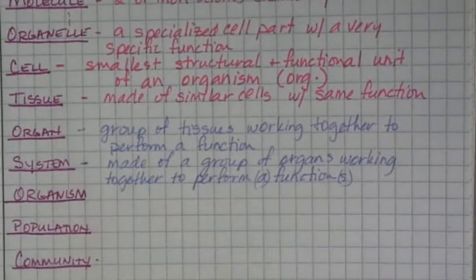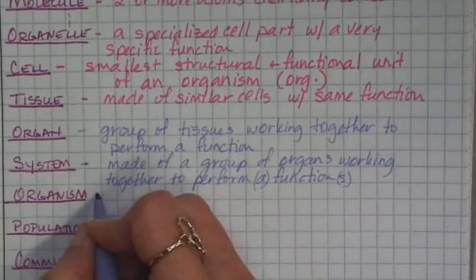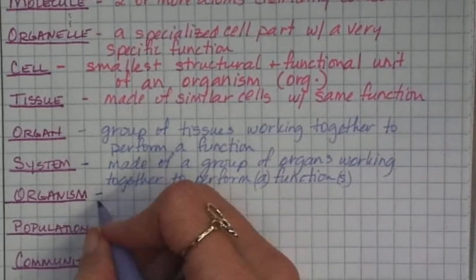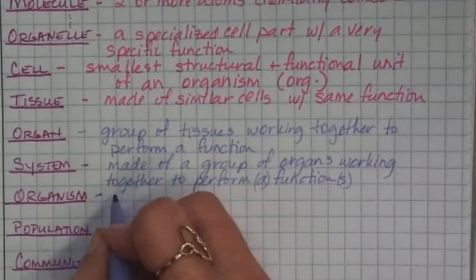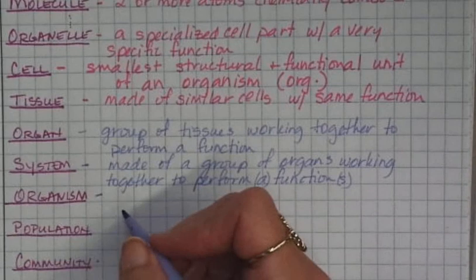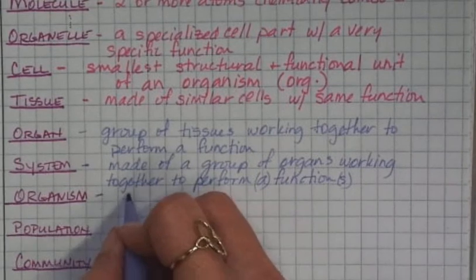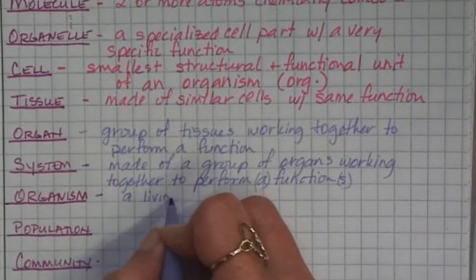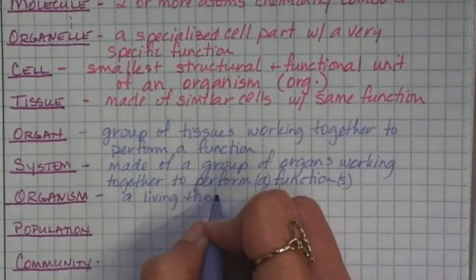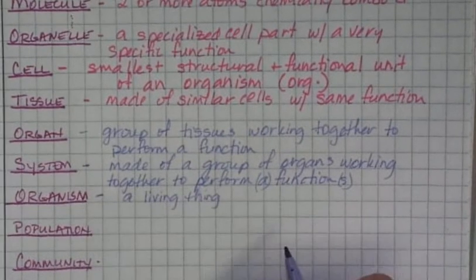And the next one we have is an organism, and a really simple thing, and we can kind of get away from our thing that we've been doing here. Like, we could say it's a group of systems working together, but in reality we can just say an organism is a living thing. And it really doesn't need much more of a definition than that.